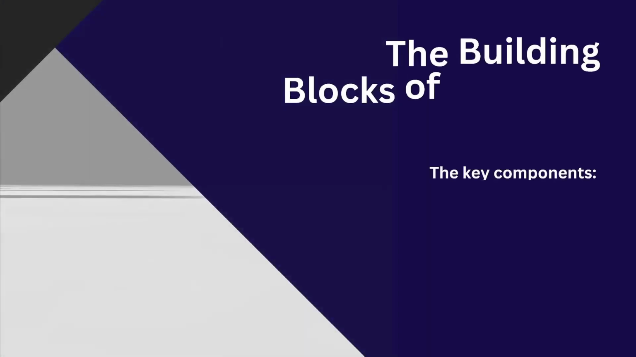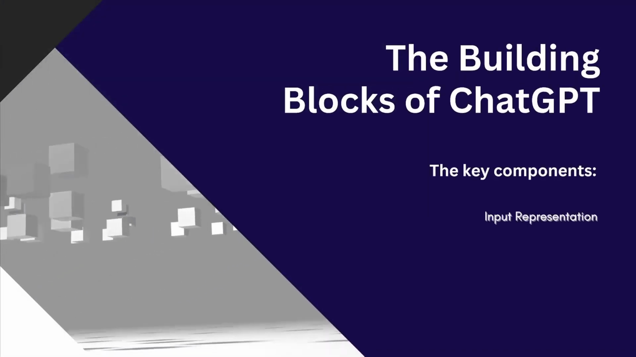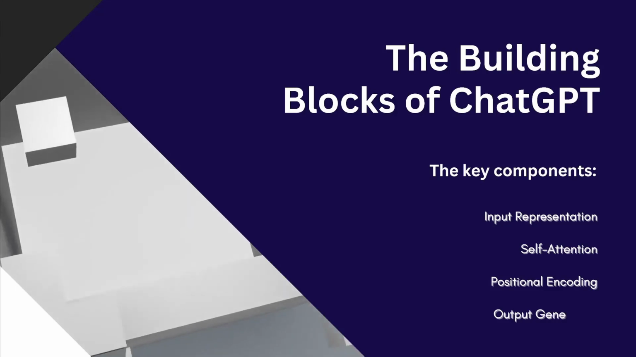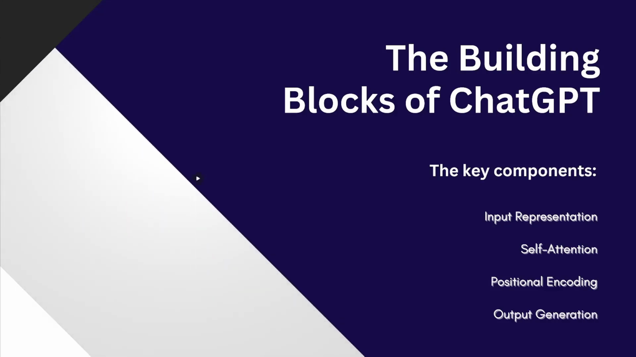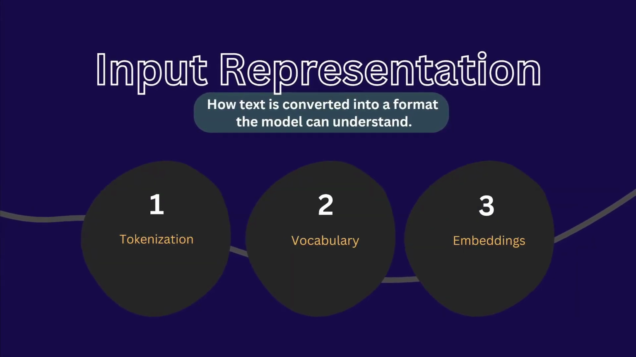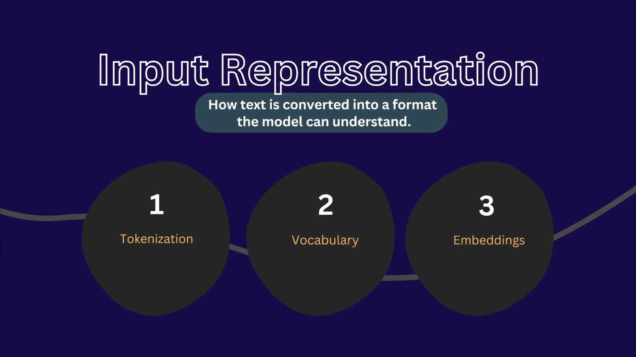So, let's check together the building blocks of ChatGPT, the key components: input representation, self-attention, positional encoding, and output generation. These are the four key components that make up the ChatGPT architecture. Each of these components plays a crucial role in enabling the model to process and generate human-like text based on user inputs.